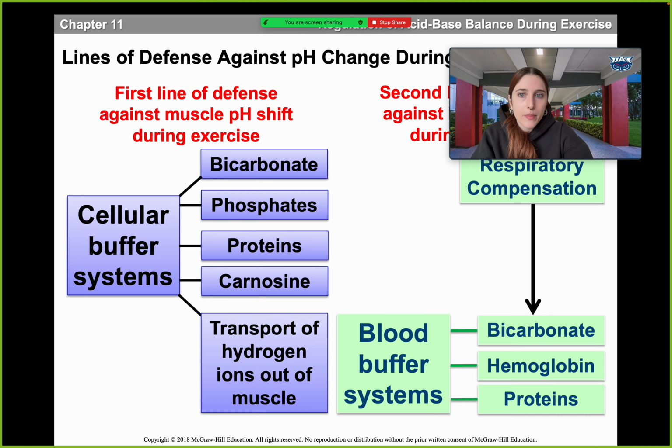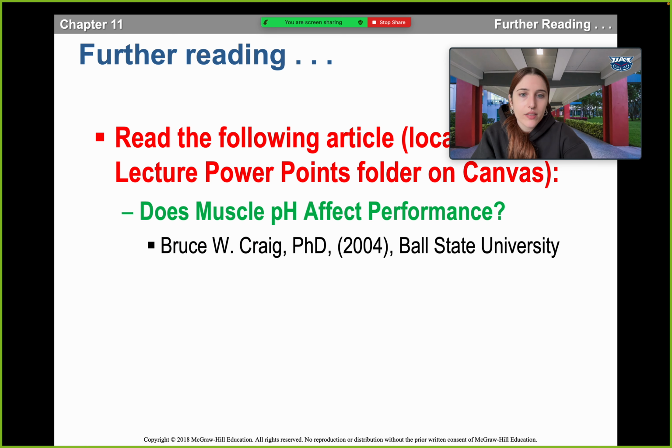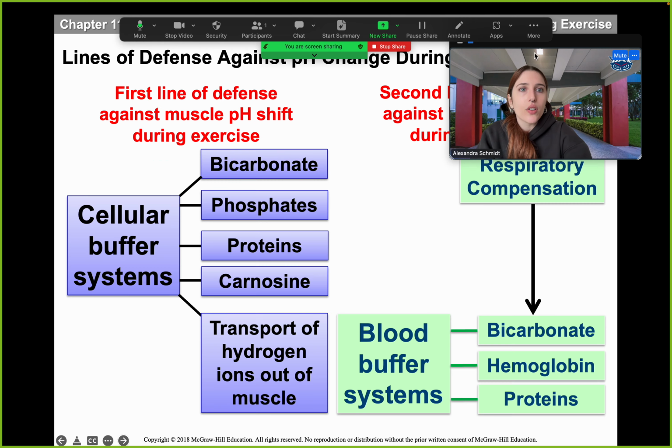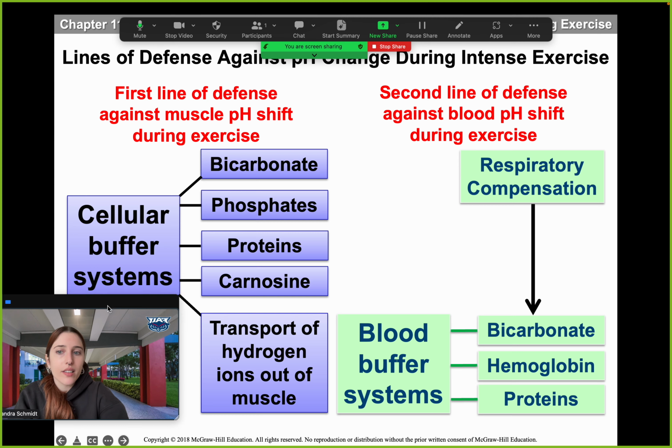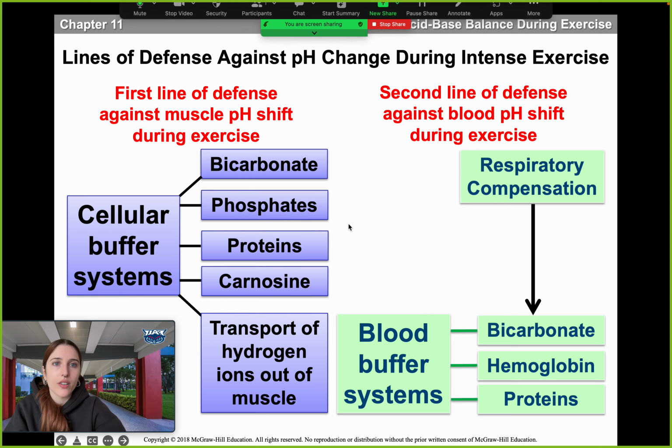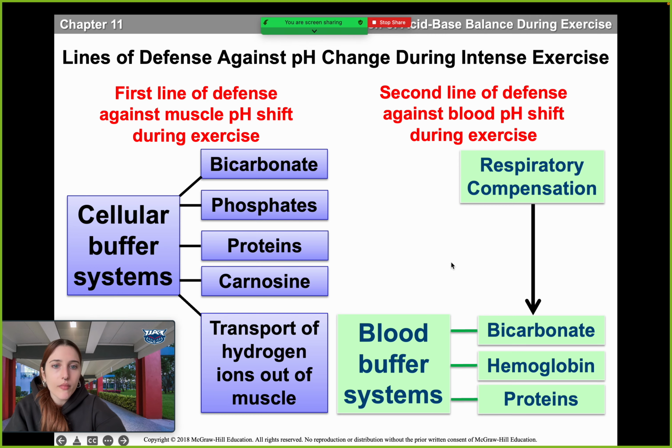Okay, this is the last slide or so here. So lines of defense, this is literally the same exact thing I just said, so you don't have to look at that. Just in picture form. Okay, so again, our first line of defense here, we've got our cellular buffers, and then our second line of defense is going to be our blood buffers. Some of them overlap, right? We still have bicarbonate within the cell and in the blood. So just keep that in mind when you look at these things, right?